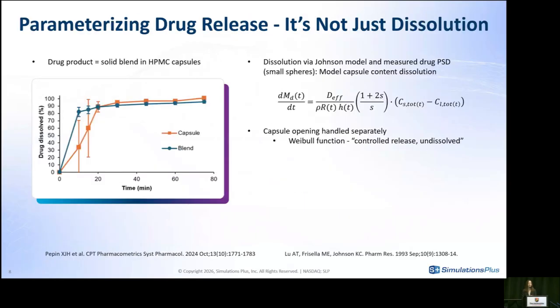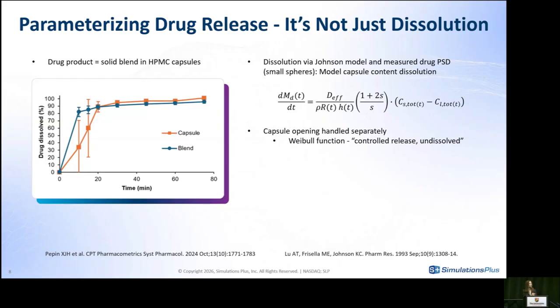In terms of parameterizing the release for this example, it's not just about the dissolution. So this drug product is solid amorphous drug particles in a solid blend in HPMC capsules. You can see in blue here that the solid blend has rapid dissolution, but when it's placed in the HPMC capsule, there's of course a delay in dissolution or in release due to that capsule opening time. So we wanted to independently take care of these two processes.